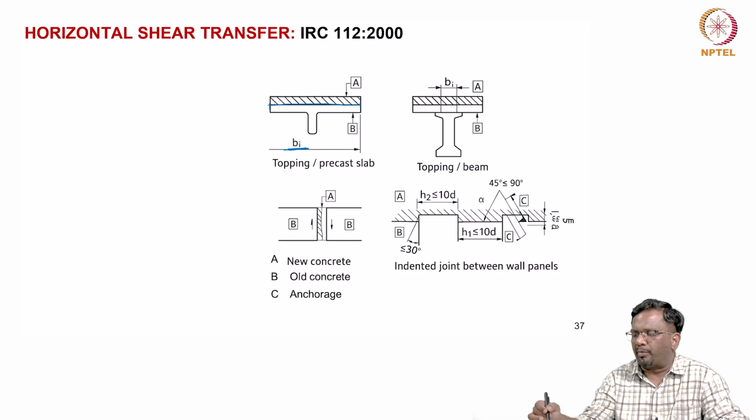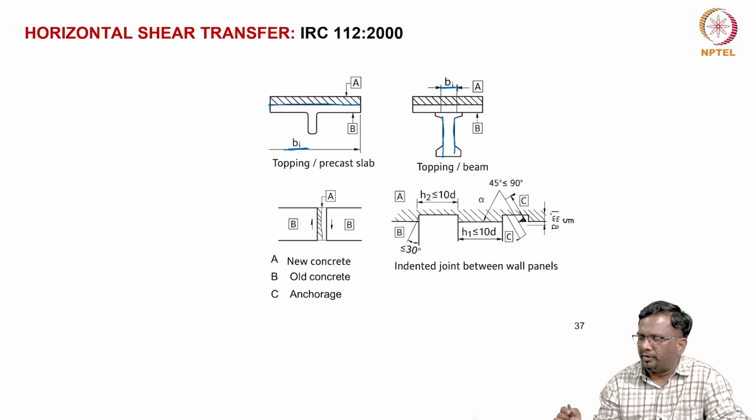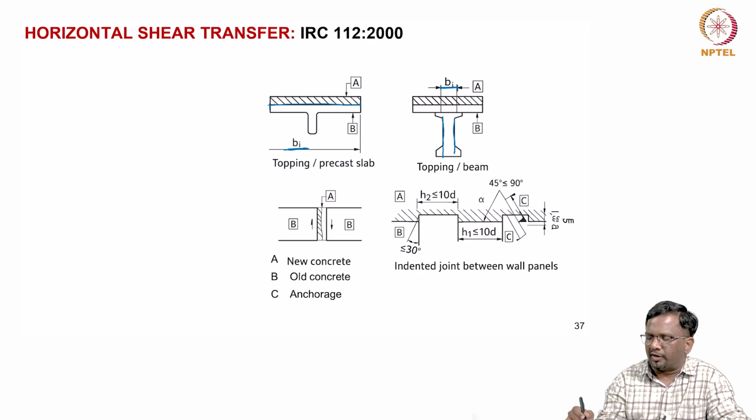If you are providing, let us say I have a web, then we provide only this width as your contact area, right, BI. So, like that, for example, let us say this is how you provide it. So, this is an old concrete element and you are providing a new concrete like this. So, this width you take it as BI.